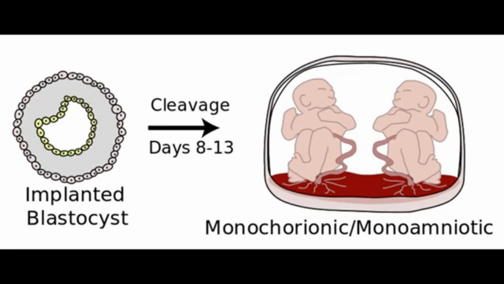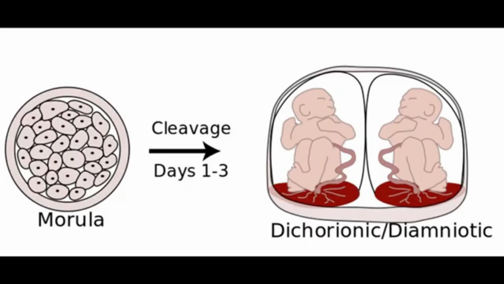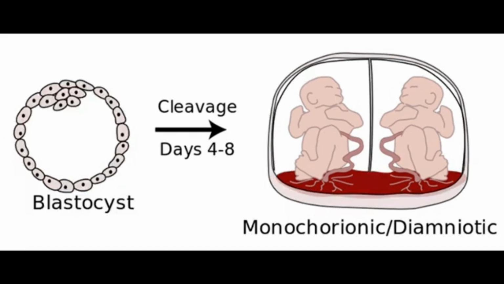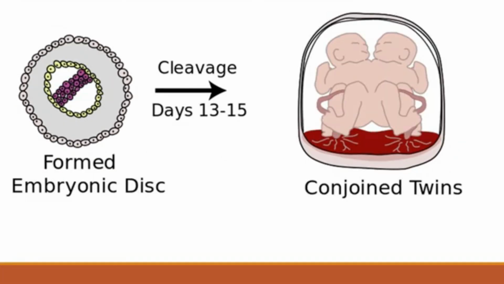Then it becomes an embryonic disc on the 13th to 15th day. So it will be a single one. This can be duplicated to form identical twins. If it is duplicated during the morula stage on 1 to 3 days, we will have dichorionic diamniotic identical twins. If it happens during the early mobile blastocyst, we will have monochorionic diamniotic identical twins. If that happens in an implanted blastocyst, then you will have monochorionic monoamniotic identical twins. If the cleavage occurs after formation of the embryonic disc on the 13th to 15th day, we will have conjoined twins.